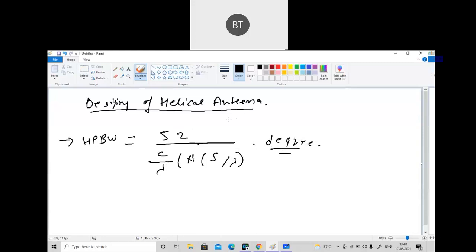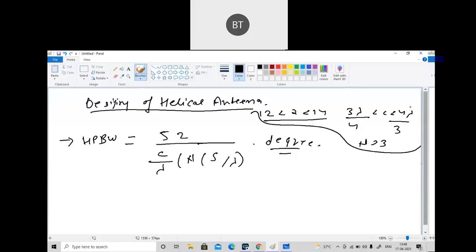This designing is applicable when alpha varies from 12 to 14, and the circumference c varies from 3 by 4 lambda to 4 by 3 lambda, and the number of turns is greater than 3. So this is the ideal length of a helical antenna. This is the designing part, and in that we can calculate the half power beam width.